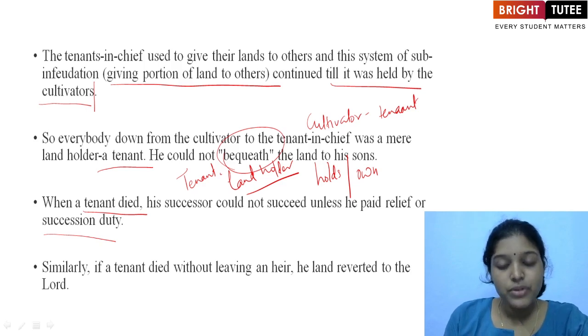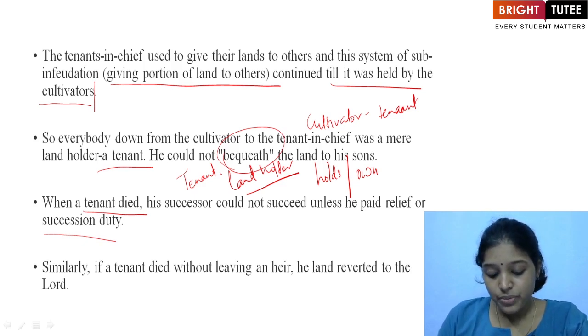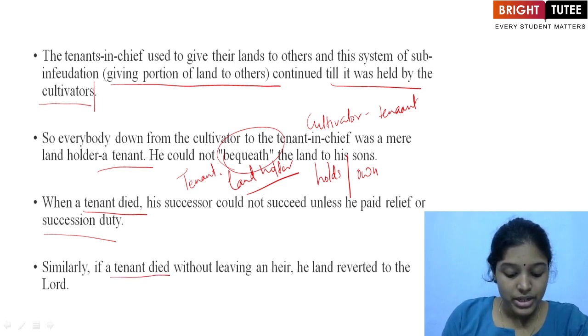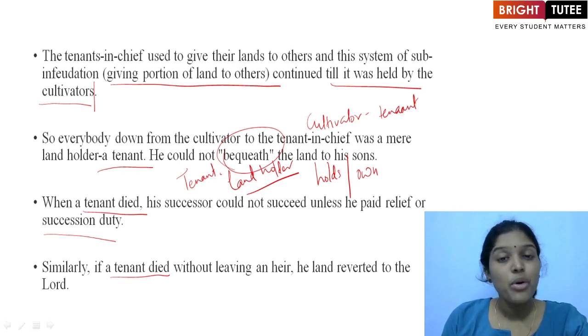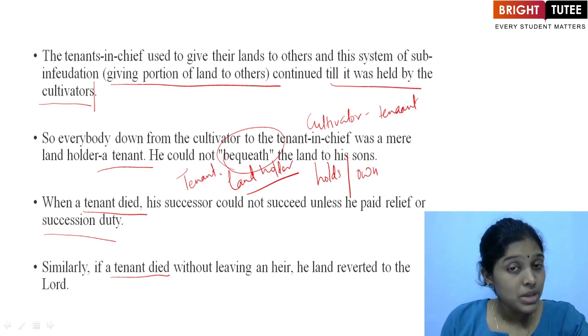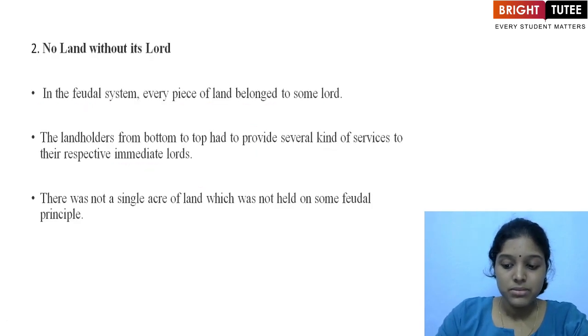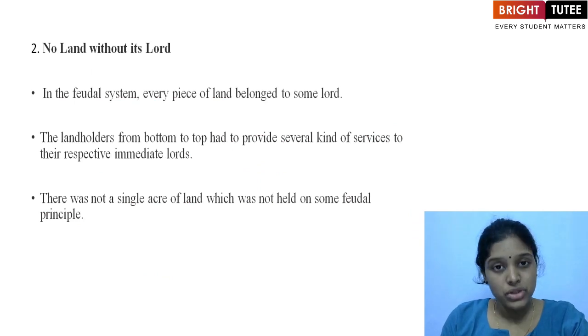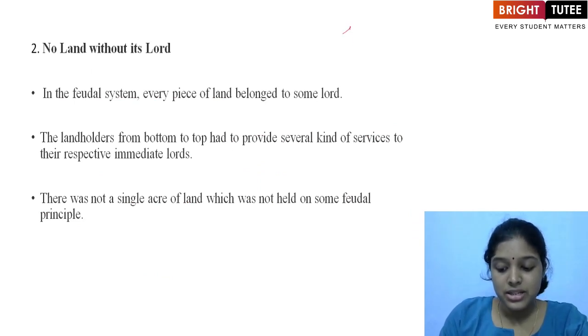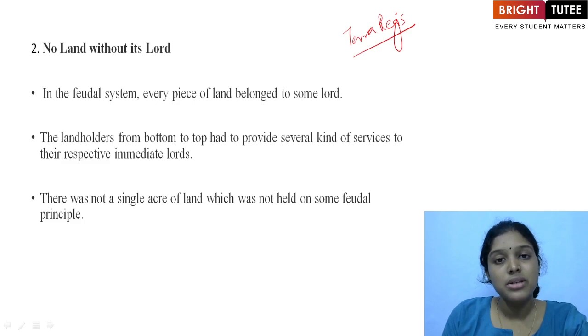And similarly, if a tenant died without leaving an heir, the land had to be reverted back to the lord. So if a tenant died and he did not have any offspring or children, the lord, whoever had given him that land, had the right to take it back. So that is the first feature of feudalism, that is terra regis, which meant all land belonged to the king.